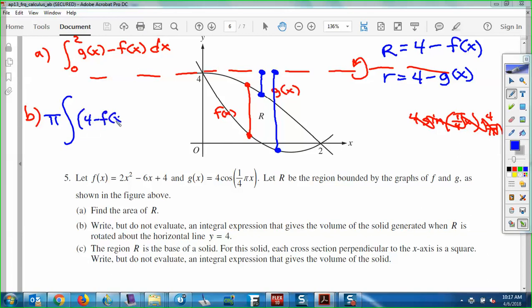4 minus f of x squared minus 4 minus g of x squared dx from 0 to 2. The strips would go from 0 to 2. And then you would just leave it. You'd be done for part B. Okay, let's go to part C.